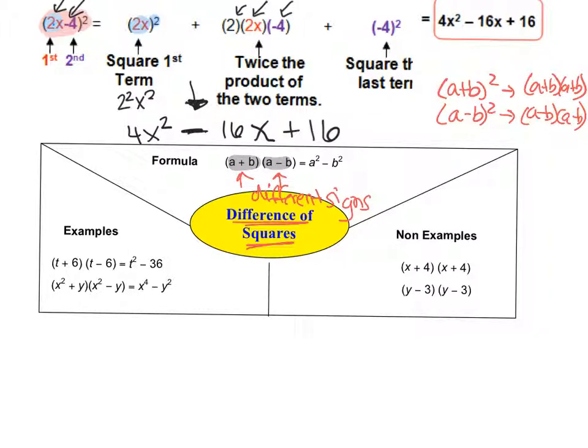Keep in mind the a's would be the same number or variable, like for instance x, and the b would be the same number or variable, let's use 4, and so one of them would have a plus sign and one would have a minus sign. The result is always going to be that first term, the a squared, so in my case x squared, minus whatever the b squared is, well 4 squared, which is 16. So this results in x squared minus 16.